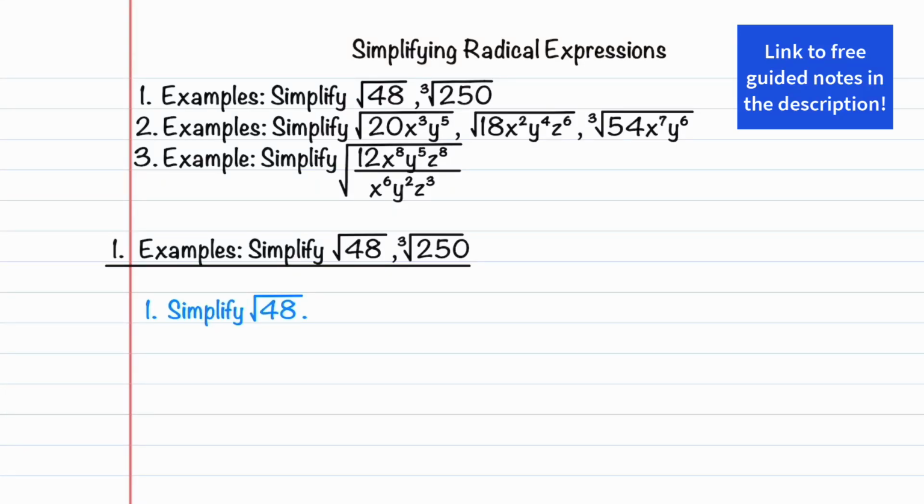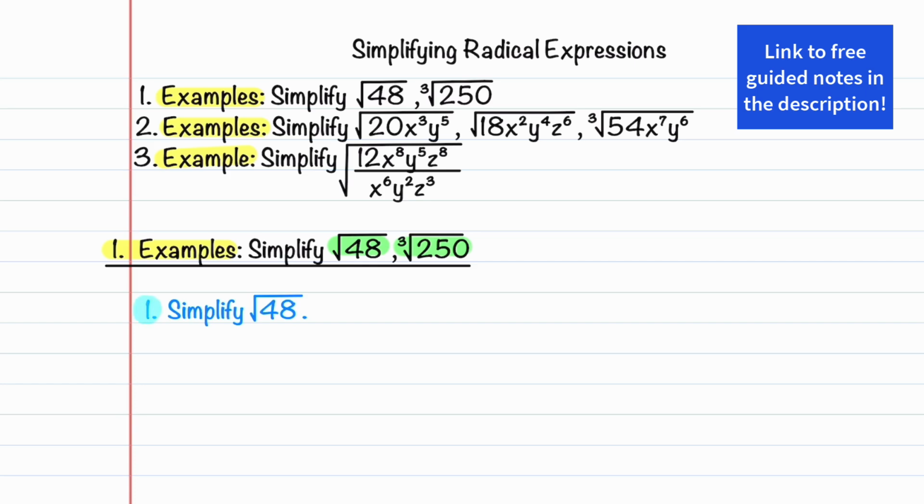In this video, we're going to learn how to simplify radical expressions. Radical expressions are just ones that have roots in them, a square root, a cube root, or any other root. We'll start by simplifying some radical expressions with numbers, and then we'll move on to simplifying radical expressions with variables and exponents. Let's start by simplifying the roots of some constants. We're going to simplify the square root of 48 and then the cube root of 250.